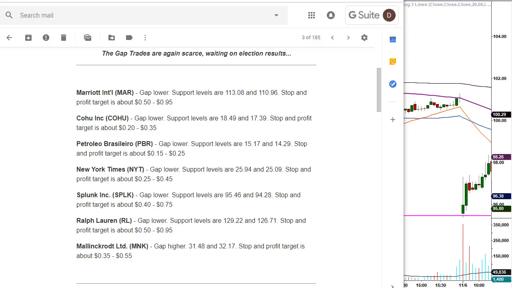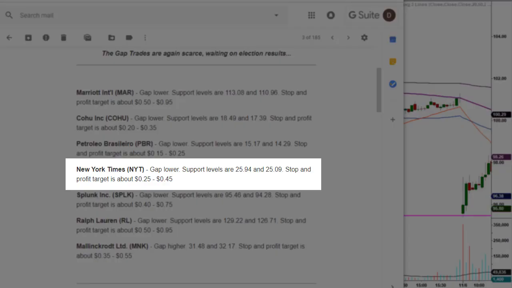The next one that hit its price target was NYT, New York Times, gap lower. Support levels are 25.94 and 25.09. Stop and profit target is about 25 to 45 cents. Keep in mind, these are minimum profit targets.